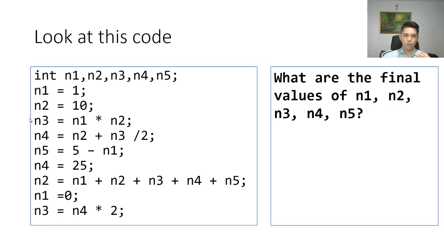Now looking at this code, I want you to read everything and then pause this video. I need you to find out what are the final values of N1, N2, N3, N4, and N5 without typing this inside compilers.